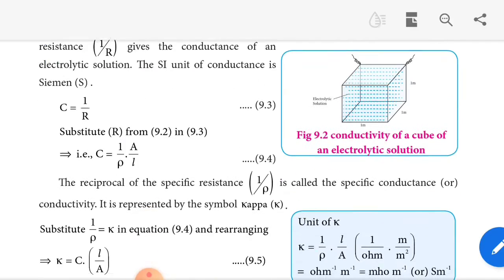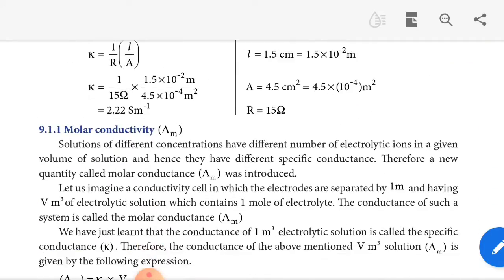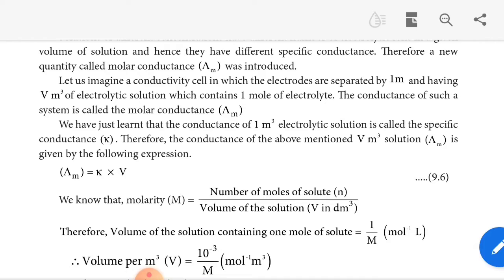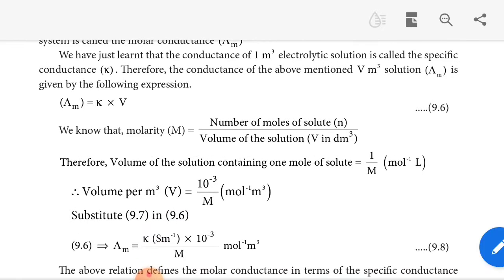Okay. The next one, molar conductivity. So what is molar conductivity? Solutions of different concentrations have different numbers of ions in a given volume of solution, so they have different specific conductance. A new quantity called molar conductivity was introduced. The formula of molar conductivity is kappa into V. We know that molarity equals number of moles of solute n by volume of the solution V. Therefore, the solution containing 1 mole of solute has V equal to 1 by M.